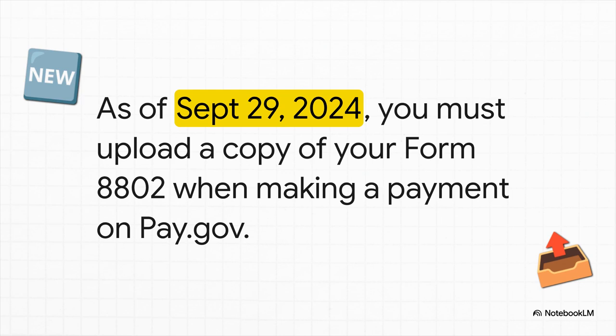And things are always changing, right? The process is evolving. Starting in late 2024, specifically September 29th, there's a brand new requirement. Now, when you pay your fee on pay.gov, you have to upload a PDF of your completed Form 8082 right then and there. It's a new step, so make sure you're ready for it.